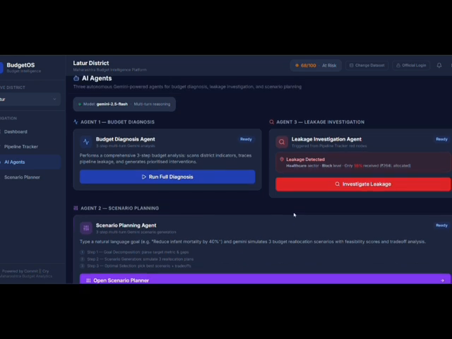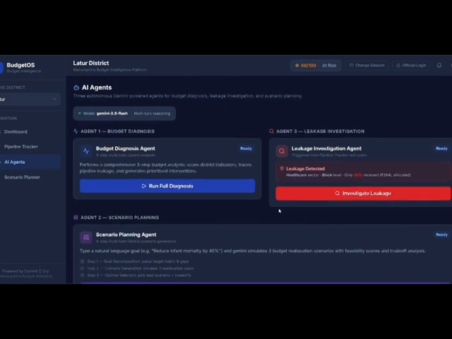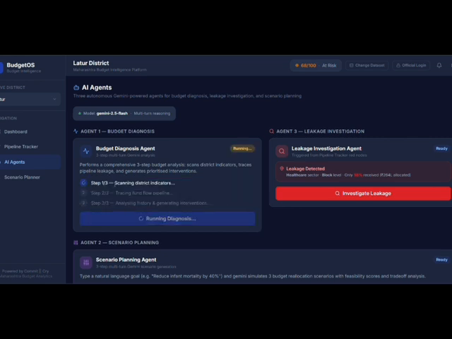Now this is our AI agents. This is the heart of budgetOS. Three autonomous AI agents. Each one doesn't just answer a question. It reasons through a problem in multiple steps like a human analyst would and gives you a complete, actionable output. The first agent is the budget doctor. Step one, it's scanning the district indicators. Step two, tracing the fund flow pipeline. And step three, analyzing the history and generating interventions.